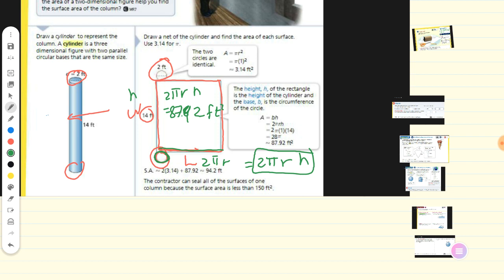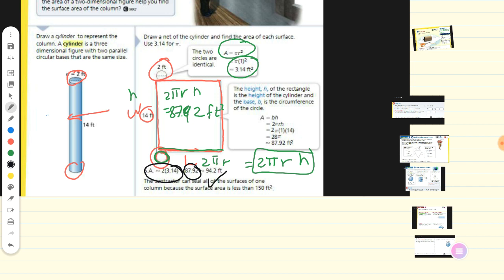What about the other 2 circles? Just find the area of one of them and multiply it by 2. Area of a circle equals pi r to the power 2. r here equals 1 and pi equals 3.14. We will multiply it by 2 because these are 2 circles, and add the area of the rectangle to them. You will find the same answer as we solved before.